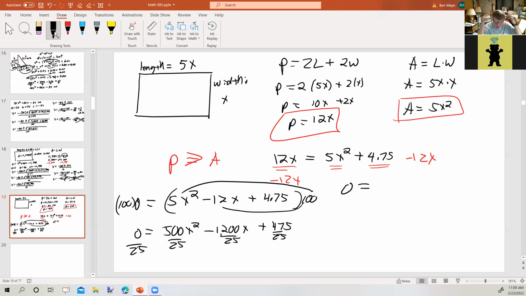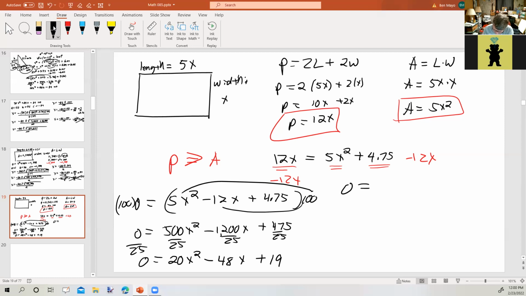All right. So we've got 500 divided by 25, which is going to be, so 0 equals 20x squared minus, we've got 1200 divided by 25, minus 48x plus 475 divided by 25, 19. Okay, a little better. Okay, let's see here.